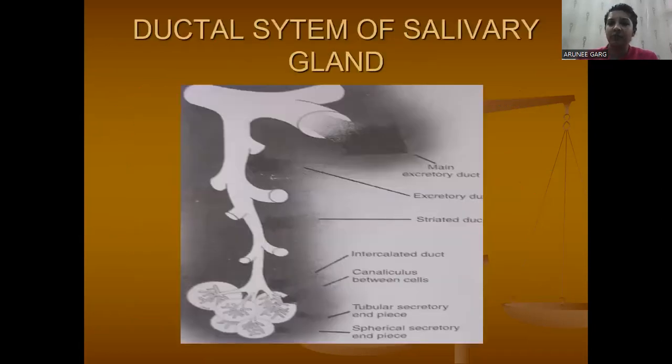This is the ductal system of the salivary gland, and this is the main excretory duct, which has the largest diameter. This is the main excretory duct, and this is the striated duct, which further continues as the intercalated duct. And these are the end pieces, these are the spherical secretory end pieces and tubular secretory end pieces.